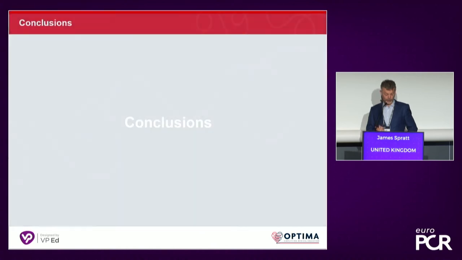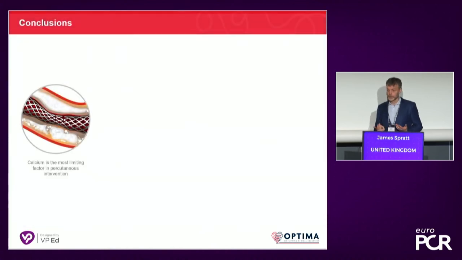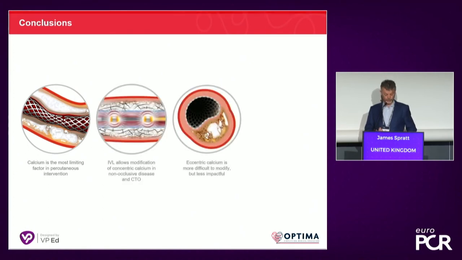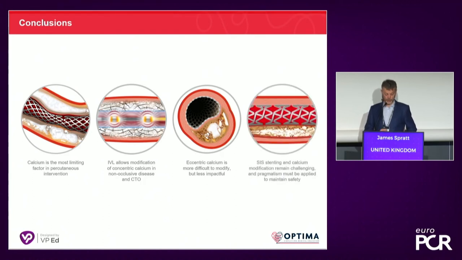So I would say, in conclusion, we all know calcium is a problem. It's still the most limiting factor across percutaneous intervention. Actually, in this case, I whipped through it so quickly, it didn't show you the IVL in the proximal vessel, but that does allow modification of concentric and eccentric calcium. But eccentric calcium remains a difficult problem to deal with, and you're really talking about the acute ability of the vessel to stretch, and you do not want to push that envelope. We don't really have clear guidelines on that other than be sensible. And subintimal stenting and calcium modification remains challenging.